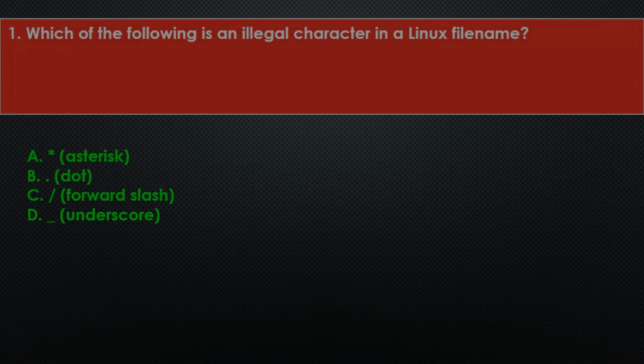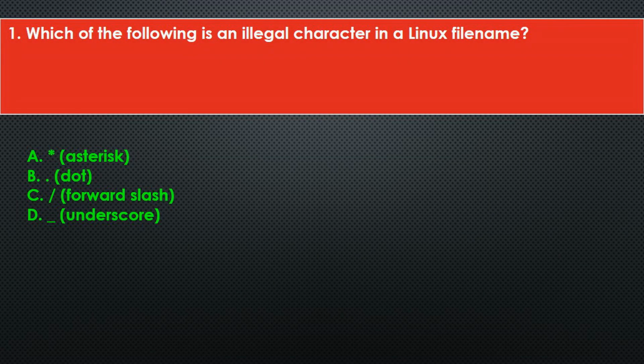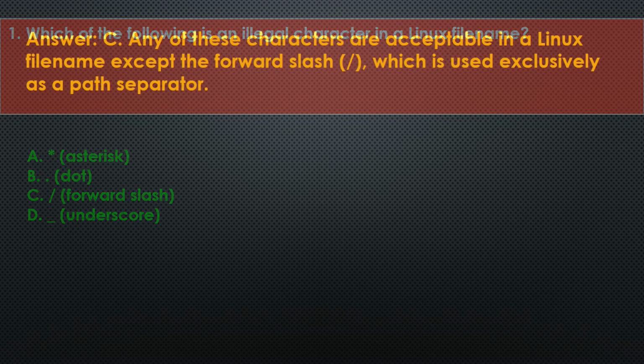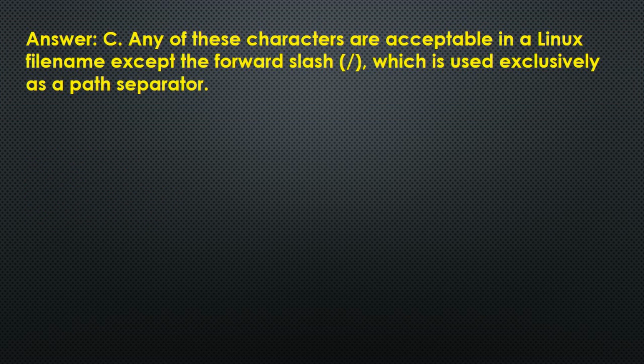1. Which of the following is an illegal character in a Linux file name? A. Asterisk. B. Dot. C. Slash, forward slash. D. Underscore. Answer: C. Any of these characters are acceptable in a Linux file name except the forward slash, which is used exclusively as a path separator.